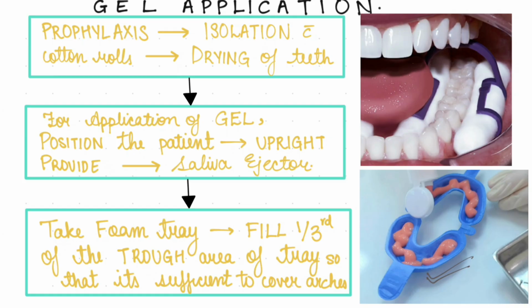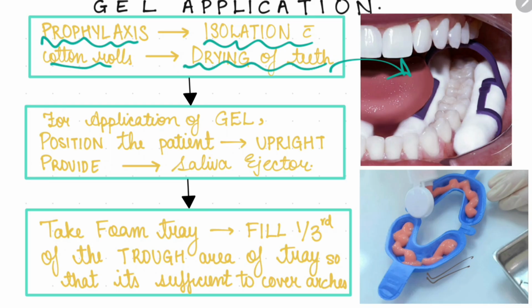First, do oral prophylaxis of the patient's mouth. Then we do the isolation with cotton rolls. As you can see in this figure, we isolate the arches with cotton rolls. Then we dry all the teeth before the application of gel. Now we are seeing gel application first. Okay, please remember, we are saying gel application first.